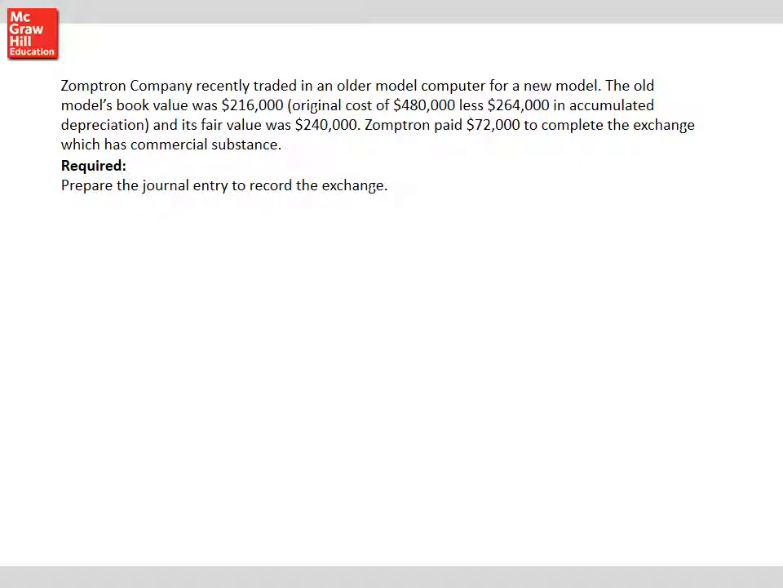In exercise 10.14, we have Zomtron Company recently traded in an older model computer for a new model. The old model's book value was $216,000: cost $480,000 minus accumulated depreciation of $264,000. Its fair value was $240,000. Zomtron paid $72,000 to complete the exchange, which has commercial substance. So this is a like-kind exchange.